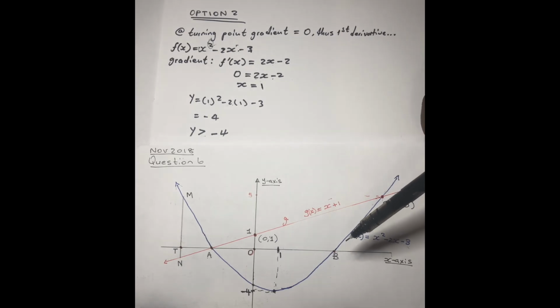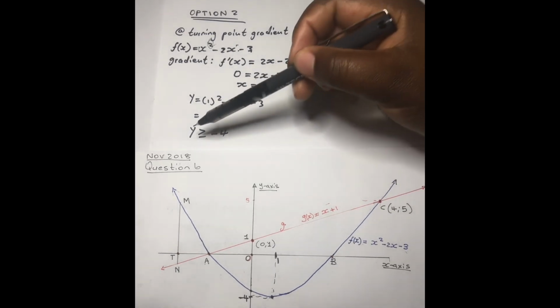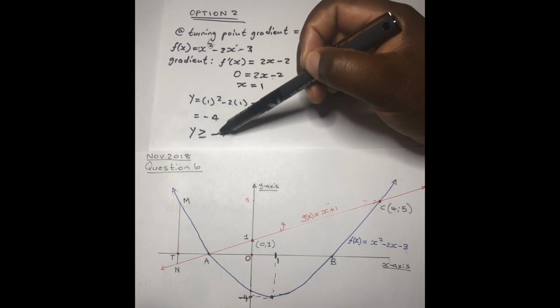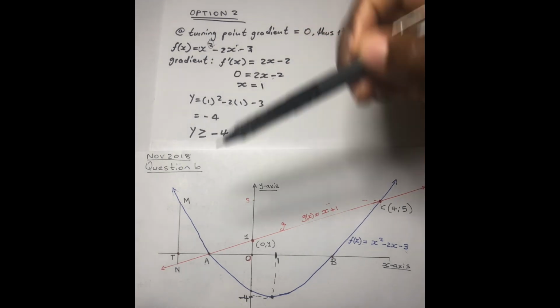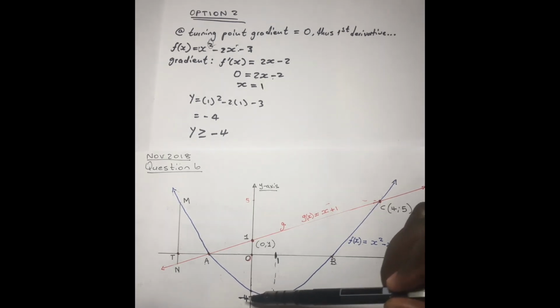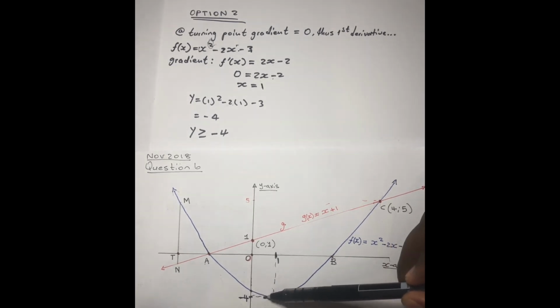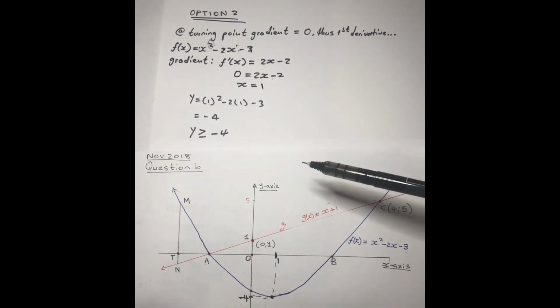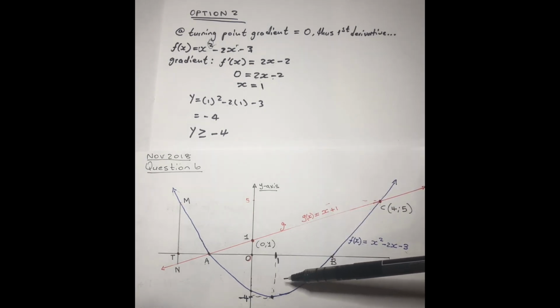You therefore make your final comment to say your y is greater than or equal to negative 4. So that is the range of this graph. So from negative 4 going up to infinity is the range of this graph.